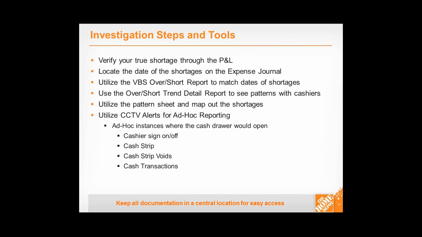First thing you want to do is verify your true shortage from the P&L. The P&L is going to show you exactly what hits the store's bottom line. Locate the dates of the shortages on the expense journal. This will help you dial in just a little bit farther down one level. Utilize the VBS overshort report and match the dates of the shortages. Utilize the overshort trend detail report to see patterns with cashiers, and then use that pattern sheet to map out those shortages that you find with the overshort trend detail report.